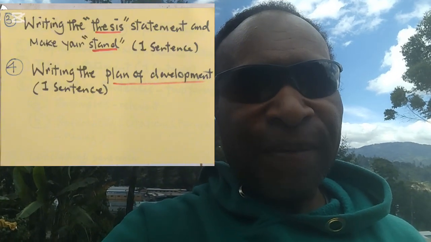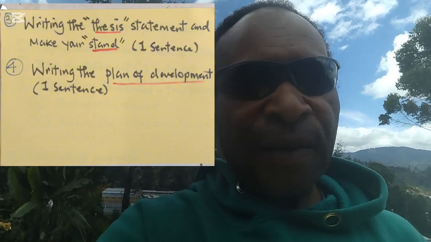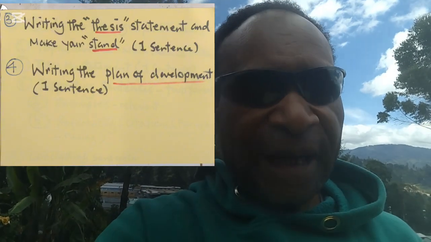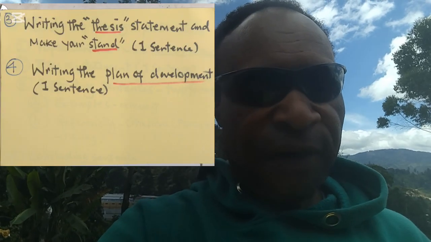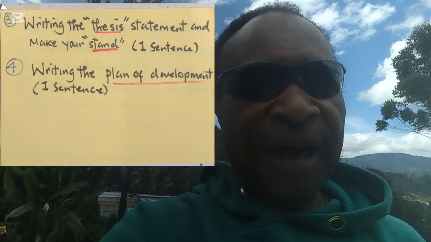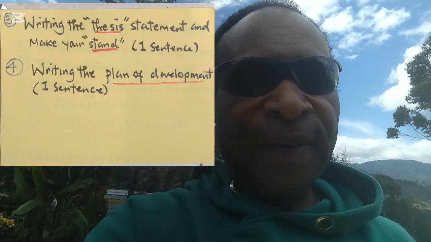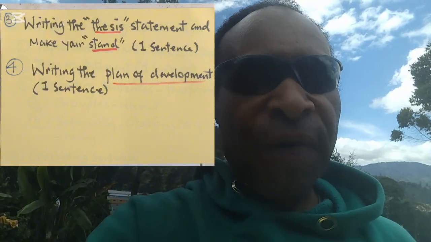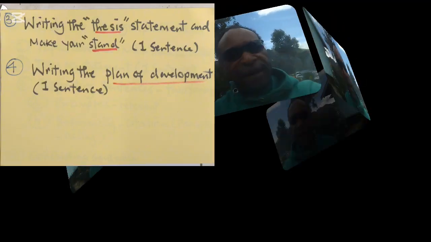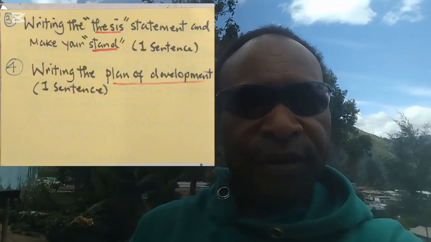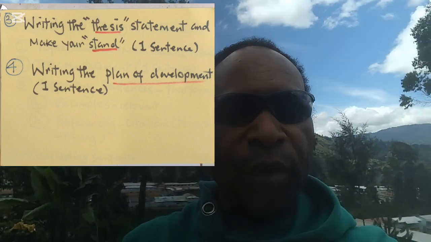So that your reader must be clear, must understand what he or she is going to read after the introduction. Write your plan of development clearly so that the reader understands what you are going to explain in the main body of the essay. Okay, and the next process that we write is what we call body 1.